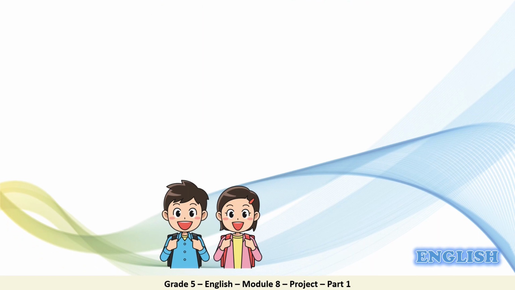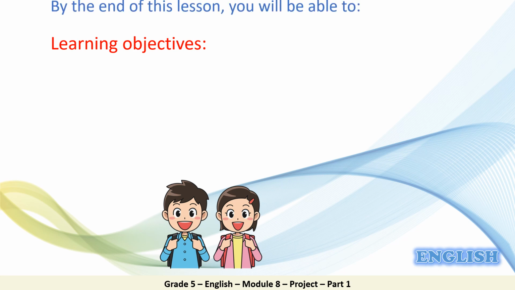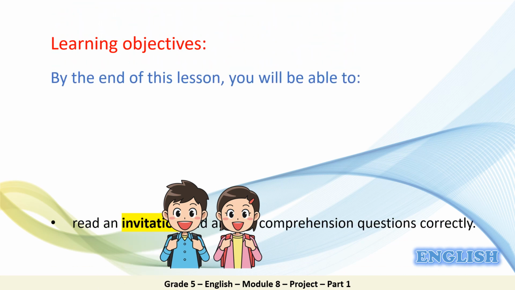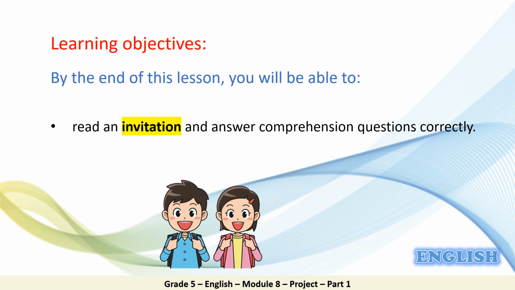As you might know, the project lessons are always divided into 2 days. We will start with the first part today. To know what we are going to focus on, let's take a look at our learning objectives. By the end of this lesson, you will be able to: number 1, read an invitation and answer comprehension questions correctly. Number 2, identify the features of an invitation.